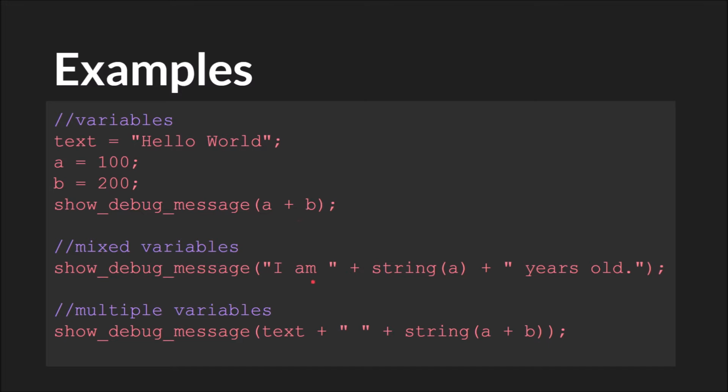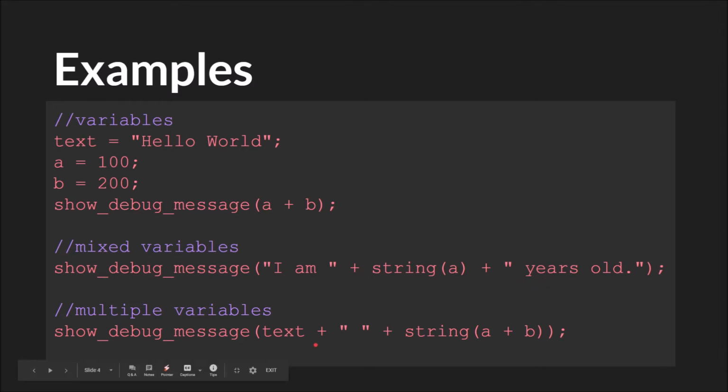Down here, we're mixing various things together. So we've got this string, I am, and then we're taking A and we're converting that into a string, and we're adding that to this string. So we'll say I am 100 years old. If you're not familiar with the plus sign, you can use the plus sign to add two strings together. An important note is that it does not add the spaces, it adds the strings exactly as written, which is why there's a space here and a space here.